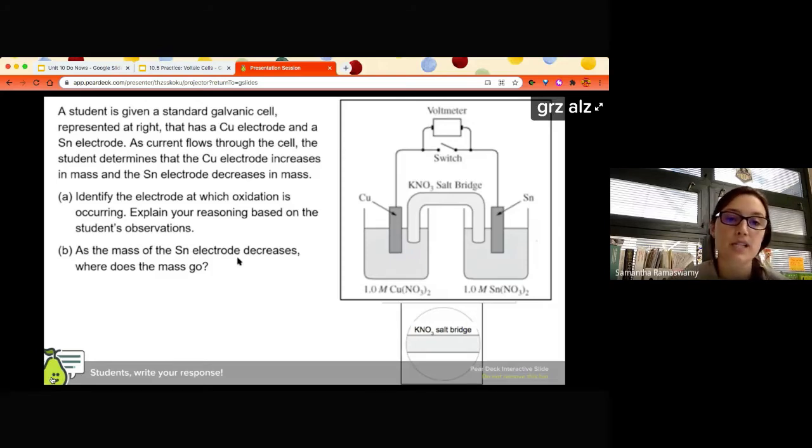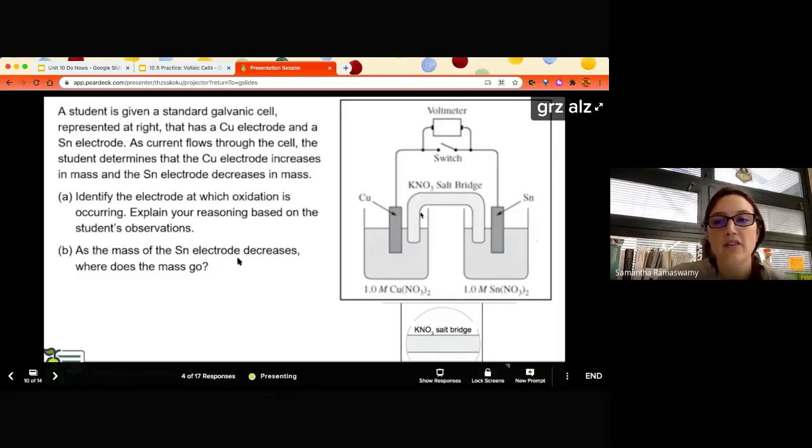As current flows through the cell, the student determines that the copper electrode increases in mass and the tin electrode decreases in mass. So although in this picture they're not giving us the electron flow or half reactions, they are giving us the information that we need to figure out what is the anode and what is the cathode. So use your notes if you need to: which electrode increases in mass, which decreases in mass.